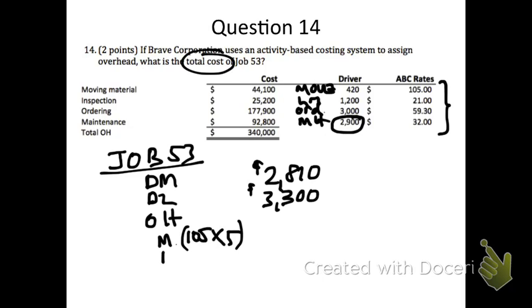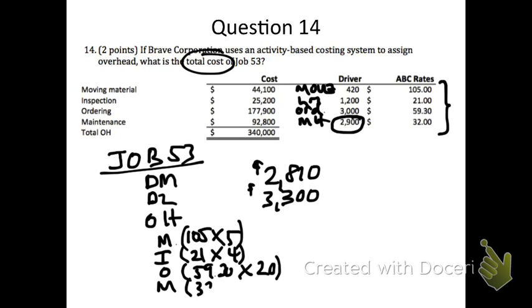And then inspection, we have $21 per inspection, and we have 4 inspection hours. Ordering, 59.30 times the number of orders. Job 53 has 20 orders. And then we have maintenance, which is $32 per machine hour, and maintenance has 90 machine hours.